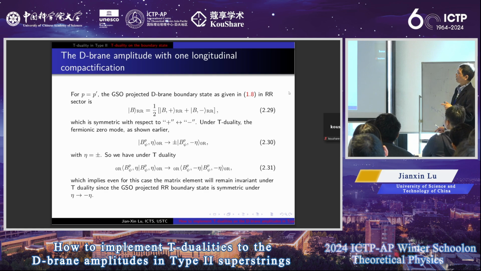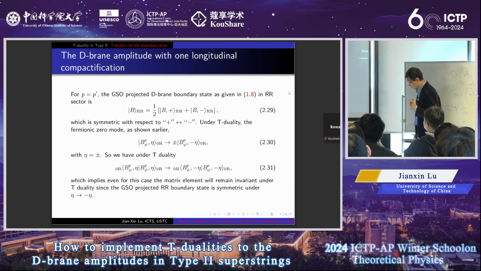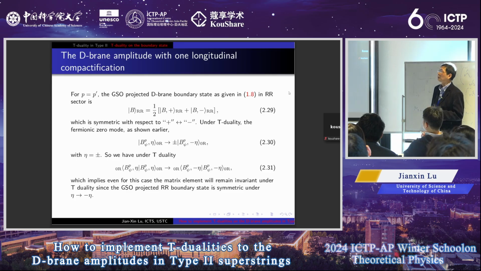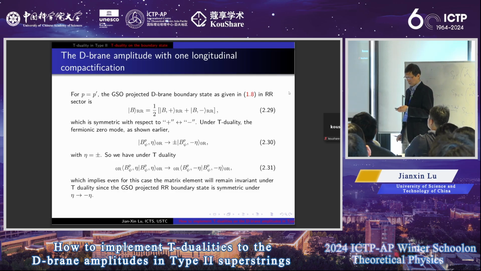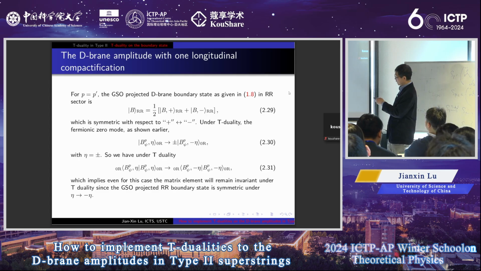So the bottom line on the GSO projection is that if p equals p prime, the two have the same dimensionality, then the matrix element would be invariant under T-duality. So the only thing that has a possible change is the bosonic zero mode, as I expressed yesterday. Given this understanding, that's what we get back.